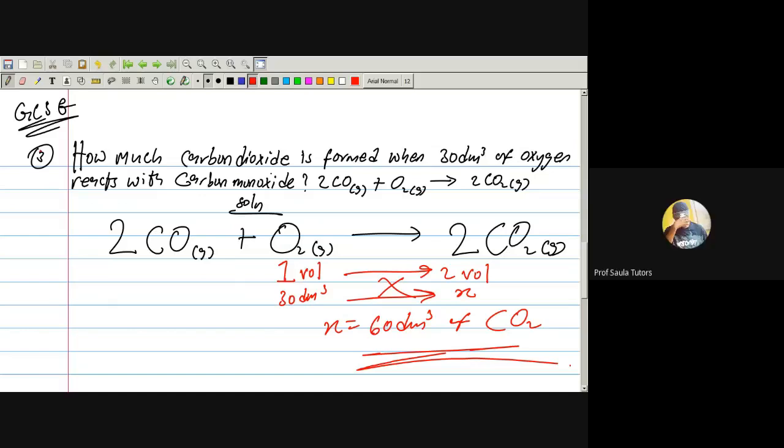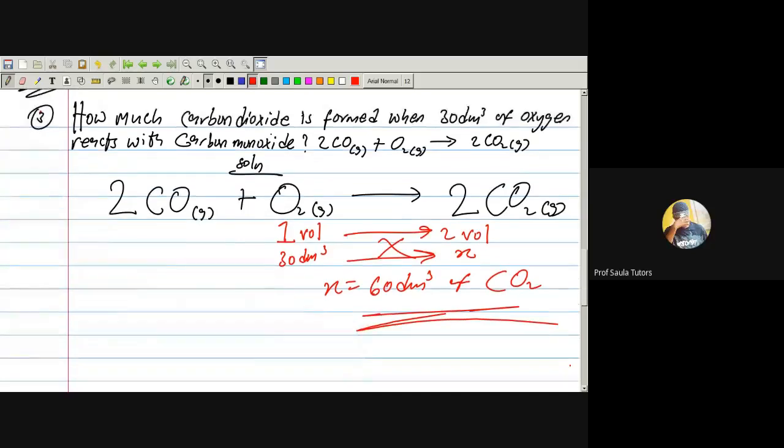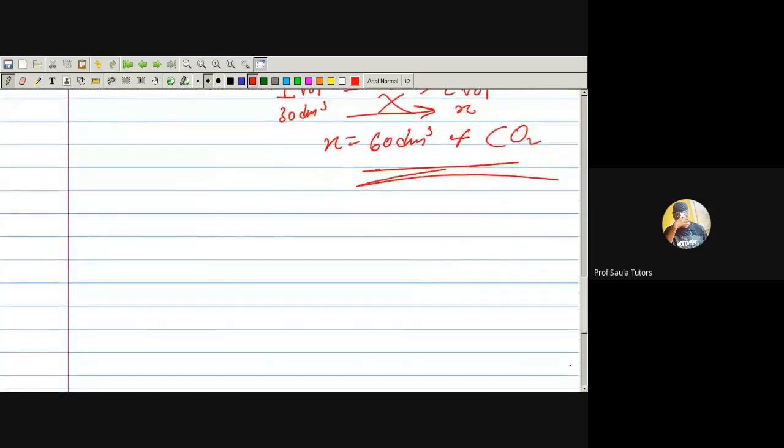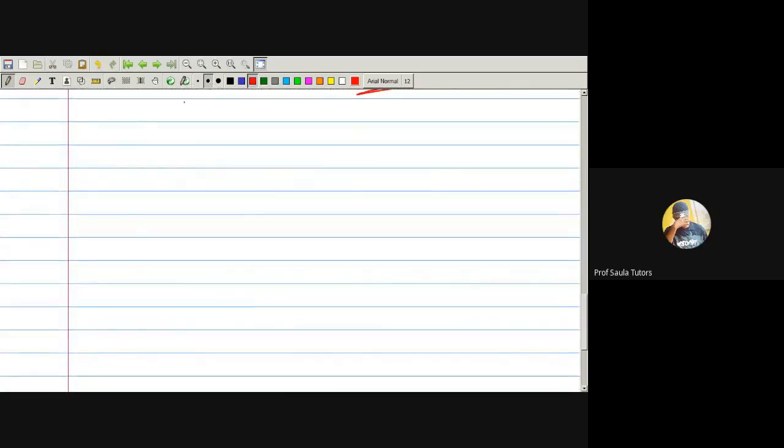Yes, sir. So we are done with gases like that. So the next one is concentration. So that's solution. That's why you say concentration. Okay. So now let's look at that word concentration. If you say the word concentration, what does it mean? Concentration is like how dilute this is, how many particles are in the solution or something like that.